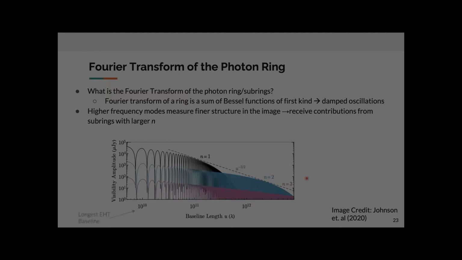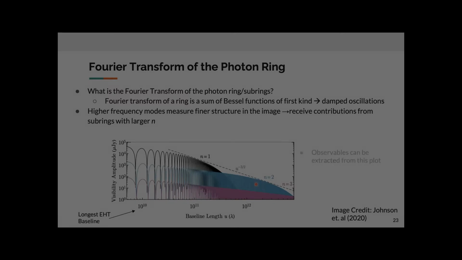So for reference, the current longest EHT baseline is order of 10 gigalambda out here, which means that we can resolve the n equals 0 and perhaps n equals 1 ring, but certainly none of these high frequency structure out here.